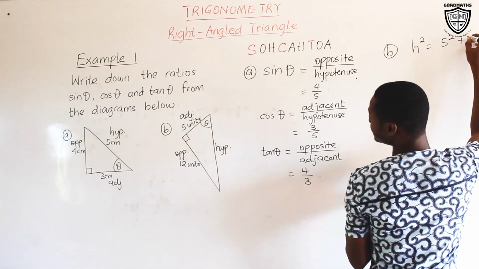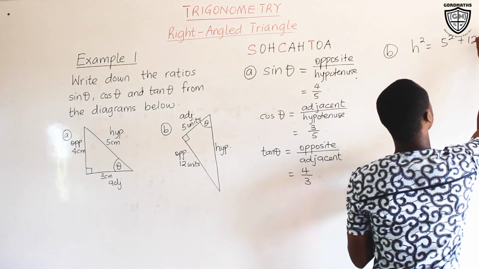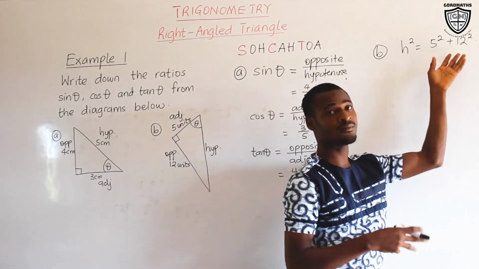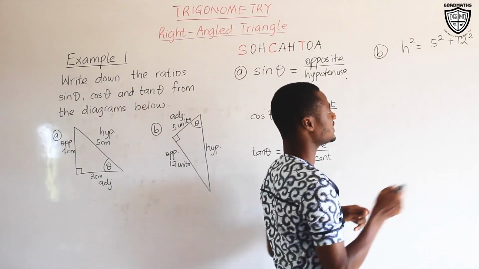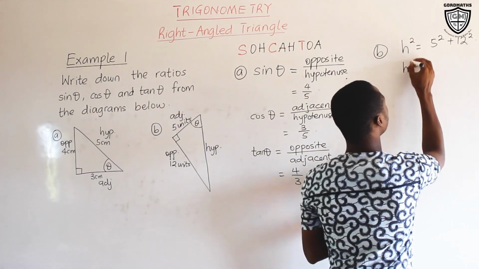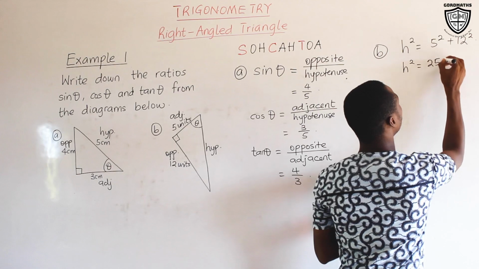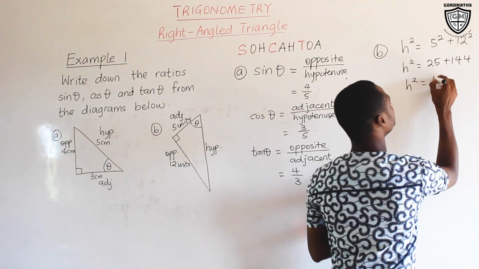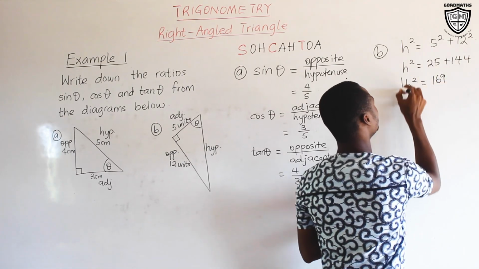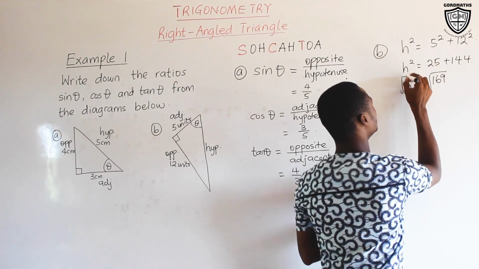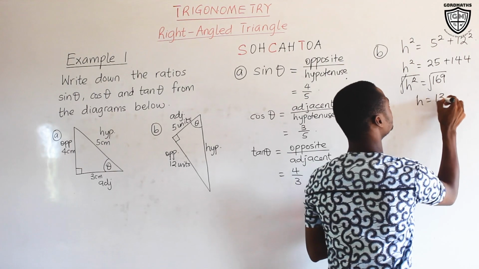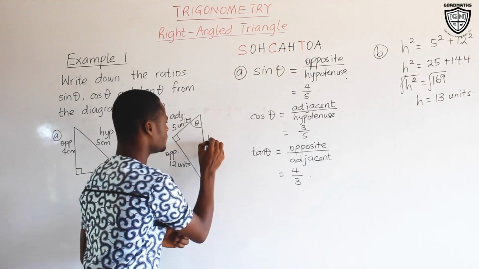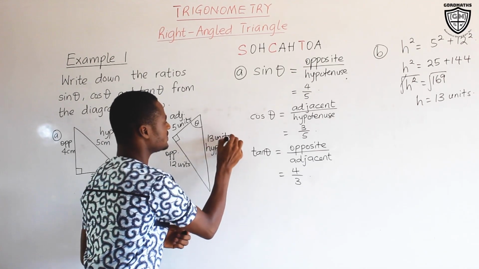So 5 squared plus 12 squared. So the square of the hypotenuse is equal to the sum of the squares of the two other sides. That is Pythagoras' theorem. So h squared will be equal to 25 plus 144. H squared will be equal to 169, where we take the square root of both sides, and then h will be equal to 13 units. So the hypotenuse is 13 units.